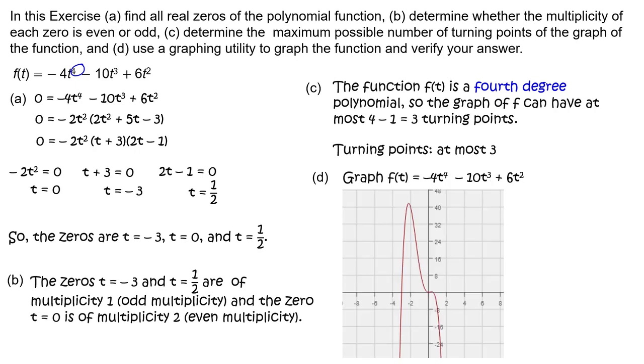Part D. Graph f of t equals negative 4t to the fourth minus 10t cubed plus 6t squared. Note that the x-intercepts are (negative 3, 0), (0, 0), and (1/2, 0). And the graph of f of t has 3 turning points.